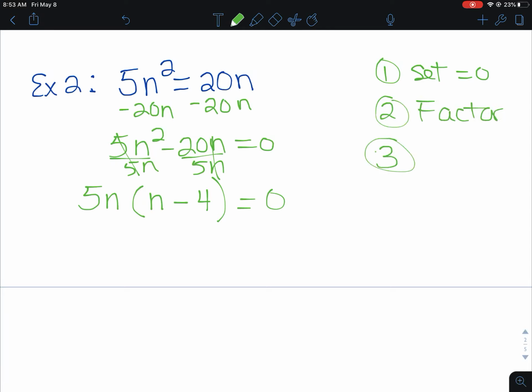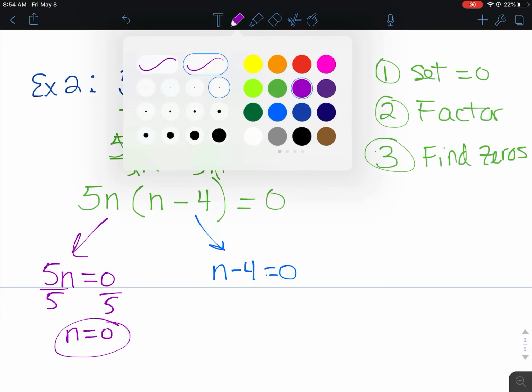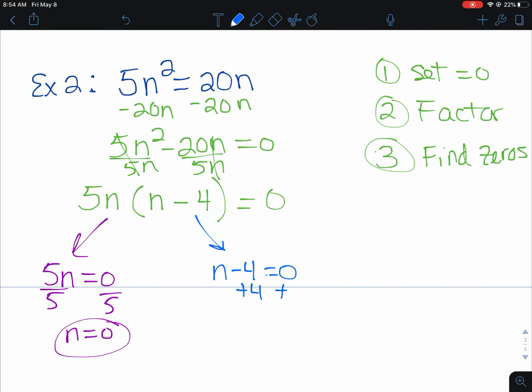So second step is to factor, we just did. Third step is to find the zeros using our zero product property. So again, let's break this down. I'm going to say 5n is equal to 0, and I'm also going to say n minus 4 is equal to 0. Right. So if I want to solve 5n equals 0, divide by 5, so n equals 0. That's one of my zeros, or one of my solutions to this equation. On the right-hand side, if I add 4 to both sides, n is equal to 4, that's the second zero.